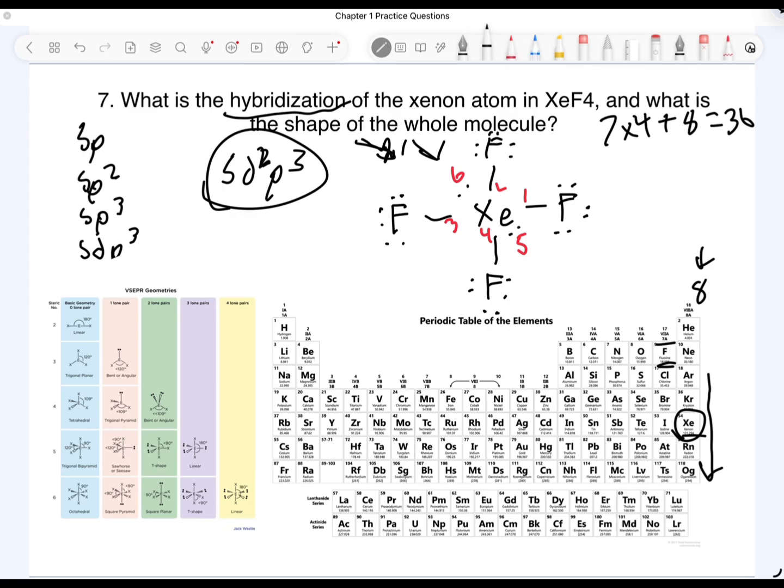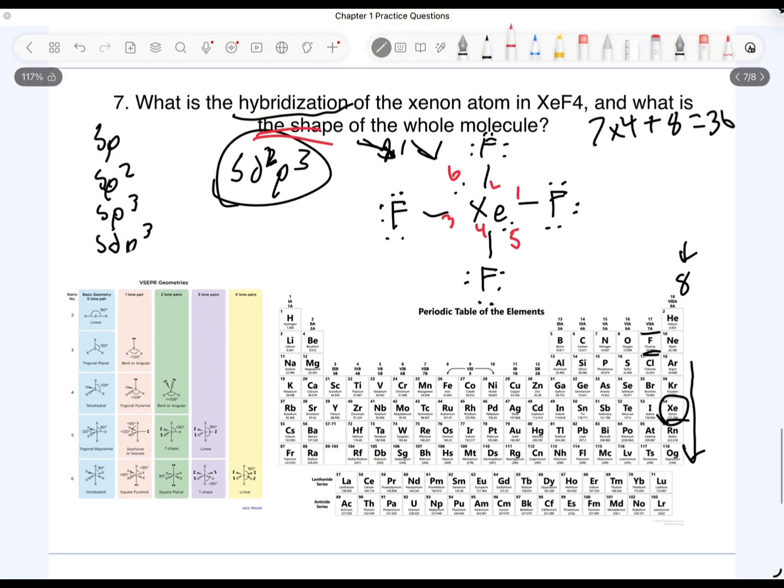And it also says what is the shape. And for the shape, we have this handy dandy chart right here. These are the VSEPR geometries. Now, you would have to memorize these, but for the sake of the video, I have this chart here. So we know steric number is just the amount of groups it has, and as we said, it has 6 groups. So it's going to be a steric number of 6. And the amount of lone pairs it has is 1, 2. So it's going to have 2 lone pairs. So it's going to be a square planar shape.